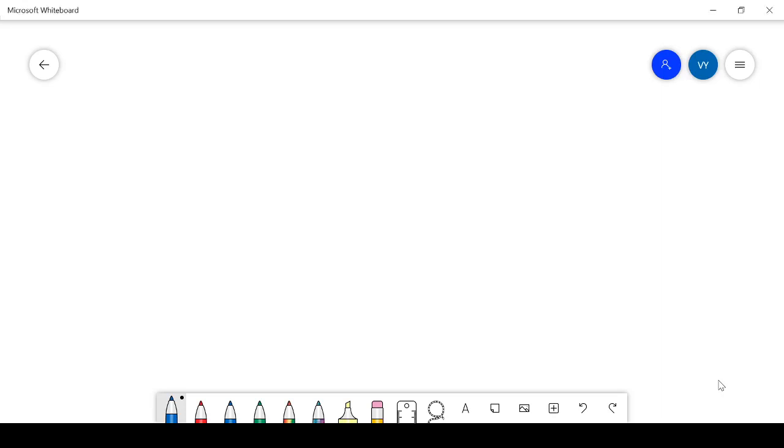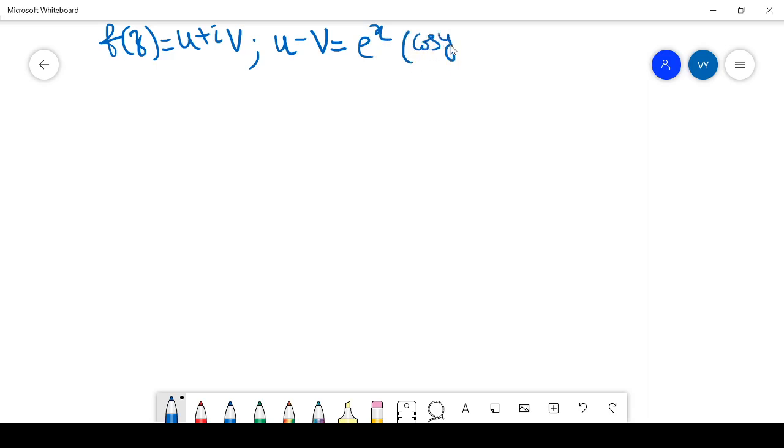We will now solve a problem, namely finding the function f(z) = u + iv, where u minus v is given. The real part or imaginary part is not given, but u minus v is given, which is e^x (cos y − sin y). So here you are given u minus v instead of u and v.